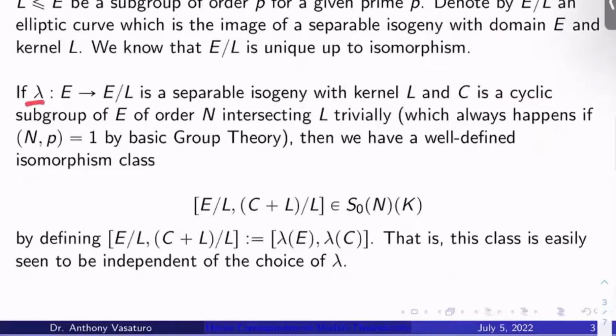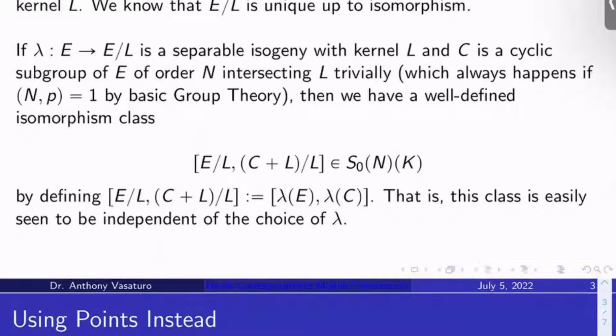Okay, let's take lambda from E to E mod L, a separable isogeny with kernel L, like we just discussed. And let's let C be some cyclic subgroup of order n for some n. Okay, so C lives here, intersecting L trivially. Now, if the GCD of n and p is 1, this always happens by basic group theory. But if the GCD isn't 1, then just pick C like I said. Just make sure it intersects L trivially. The point is we have a well-defined isomorphism class given by the class (E mod L, (C+L) mod L) in the set of k-points in X_0(N).